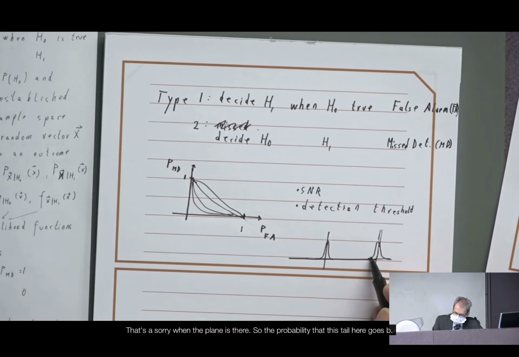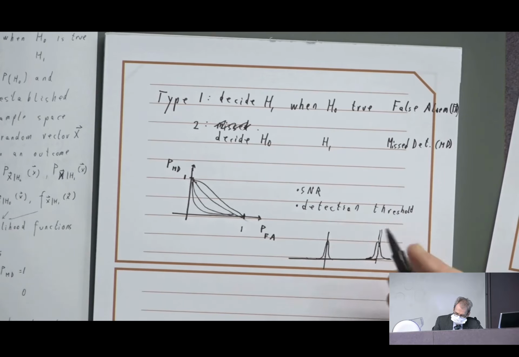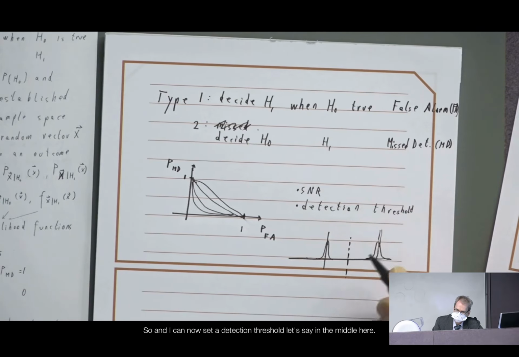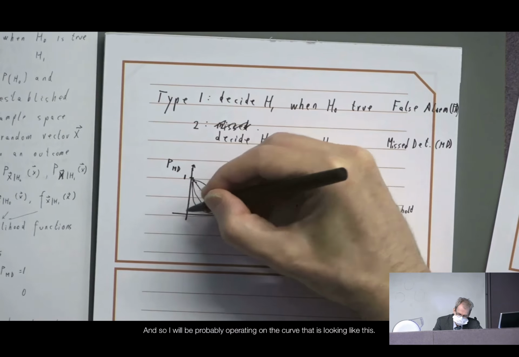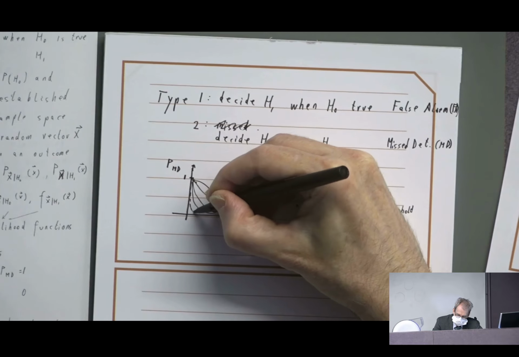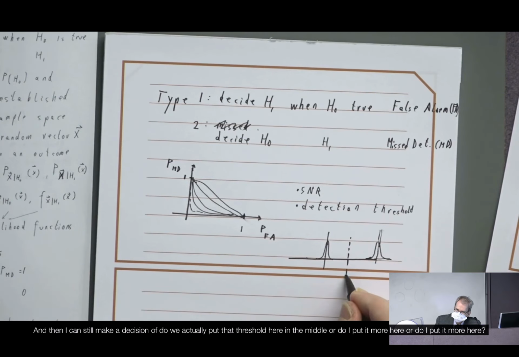So the probability that this tail here goes below, and I can now set a detection threshold, let's say in the middle here, the probability that this tail goes below that detection threshold becomes extremely small. And so I will probably be operating on a curve that looks like this. And then I can still decide: do I put that threshold here in the middle, or do I put it more here, or more here?